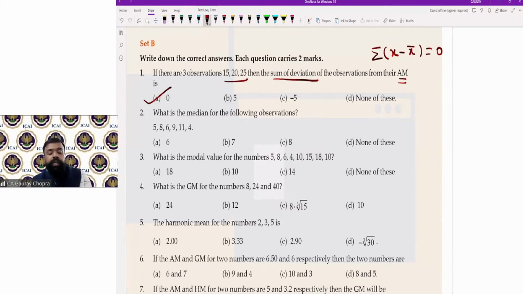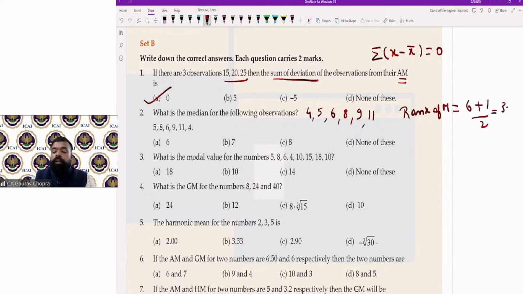In the second one, what is the median of the following observations? So for median, what is the first step? You have to arrange the series. So let's arrange: 4, 5, 6, 8, 9, 11. Next step is to find the rank of the median. What is the rank? 6 plus 1 by 2, 3.5 rank. 3.5 means the simple average of 6 and 8. So 6 plus 8 upon 2 will give you 7. Option number B. So question number 2 also we have done.